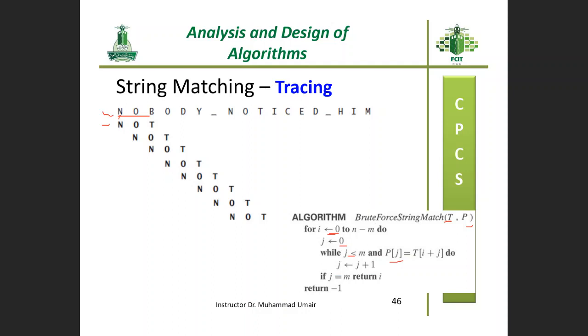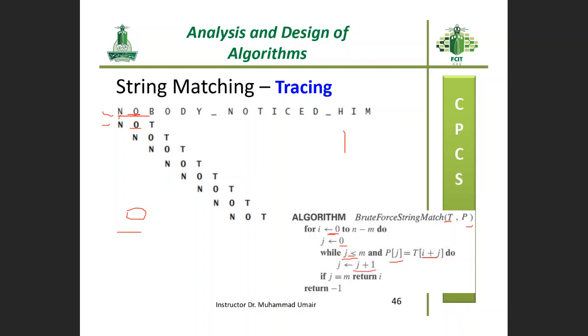Is it clear? Then the condition is true, j will be incremented, j will become 1, and i is still 0. I'm writing i here and j here. Now again it will iterate. 1 is less than m. Yes, 1 is less than 3. P of 1, which is O, is compared with T of 0 plus 1. Again it is compared with the first character O, so this will be true.